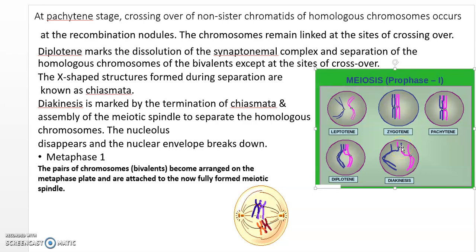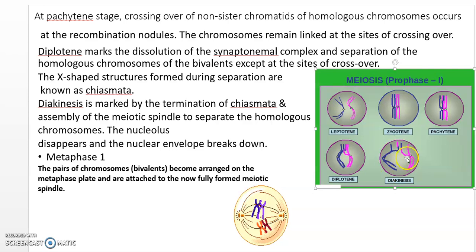So diakinesis is marked by the termination of the chiasmata and assembly of the mitotic spindle. Then the spindle will appear like this, to separate the two homologous chromosomes. So one will be here and one will be here. The nucleus disappears and the nuclear envelope breaks down.